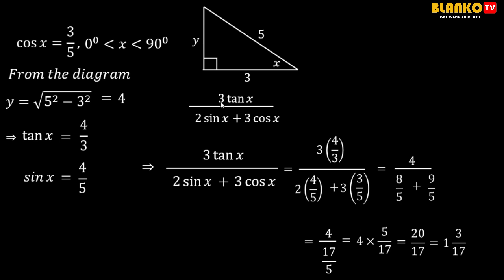So to solve 3 tan x over 2 sine x plus 3 cos x without using tables or calculators, our answer is going to be 20 over 17 or 1 whole number, 3 over 17.